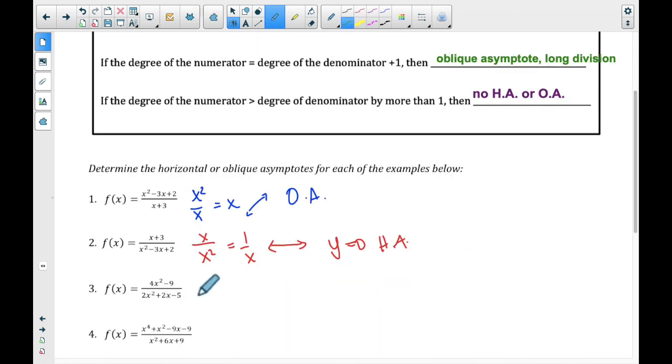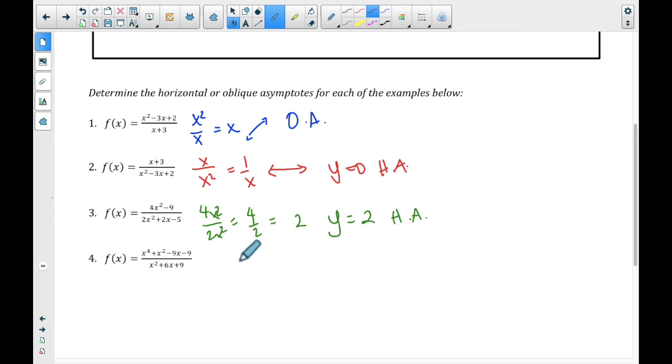This next one, 4x squared over 2x squared, the x squares cancel and we get 4 over 2. That's 2. That means we have a horizontal asymptote at y equals 2, leading coefficient over leading coefficient. And this last one, x to the 4th over x squared, that reduces down to an x squared. That means there is no horizontal or oblique asymptote. All right, we're definitely going to have to practice this in class next time.